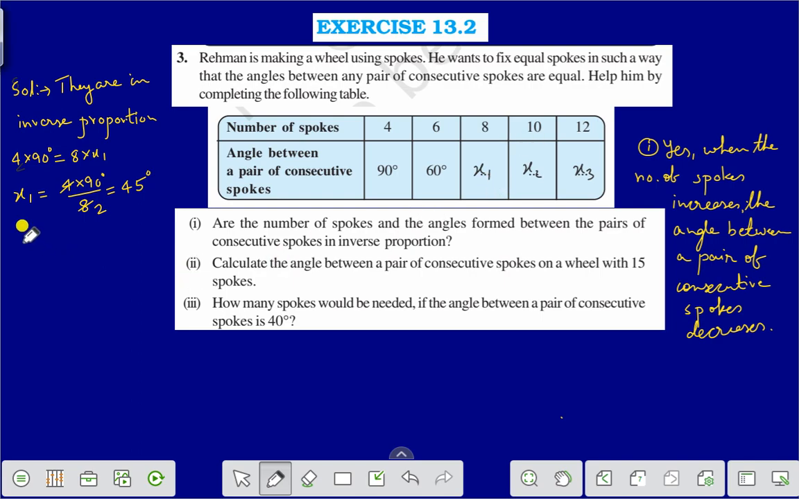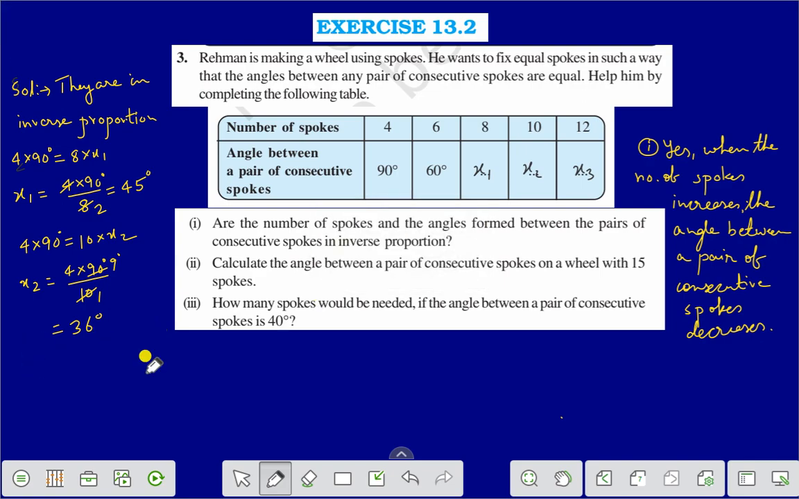Now I will find the value of x2. Again, 4 into 90 degrees is equal to 10 into x2, or the value of x2 is equal to 4 into 90 degrees by 10. 10 ones are 10, 10 nines are 90. Therefore, we are getting 4 into 9, that is 36 degrees. Therefore, the value of x2 is 36 degrees.